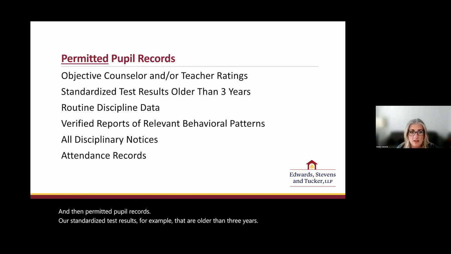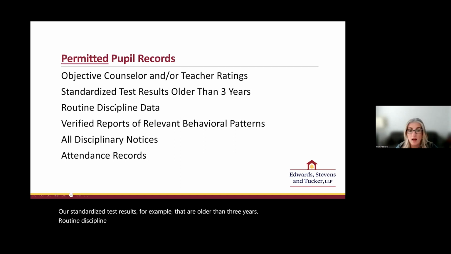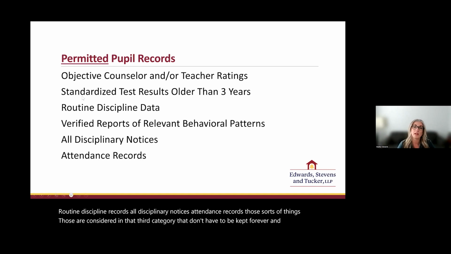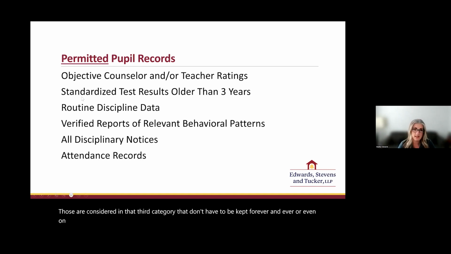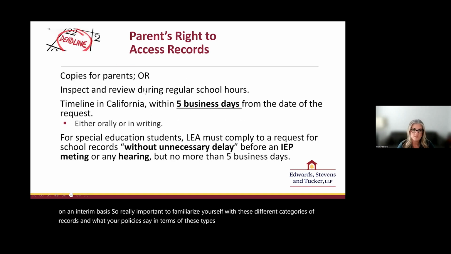Routine discipline records, all disciplinary notices, attendance records, those sorts of things. Those are considered in that third category that don't have to be kept forever and ever, or even on an interim basis. So really important to familiarize yourself with these different categories of records and what your policies say in terms of these types of records.